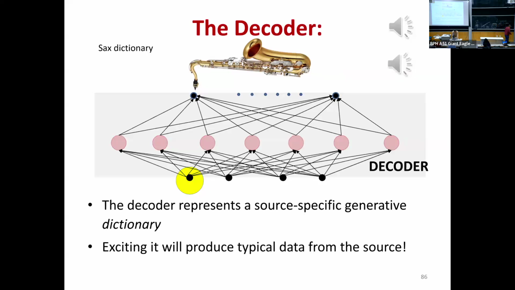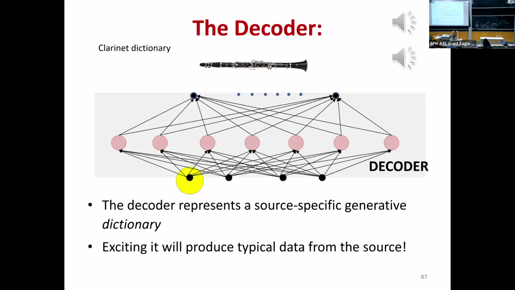Got it. So this one has been trained on a clarinet. And then I just take the decoder and give it some random input. I give it a different input. This sounds like a clarinet. Or like a tuba. Here, I've trained this on a clarinet. Let's see what this looks like.